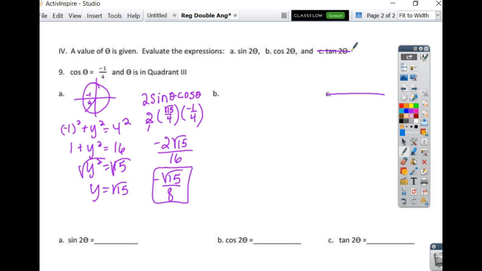Now you guys do B. And you can pick whichever formula you want. You're going to get the same answer. But can we agree on the same one? Do this one time. I'm only doing one. So you pick one. I don't care which one. Let's do cosine squared minus sine squared. Okay, you're writing it down. So everybody do this one.